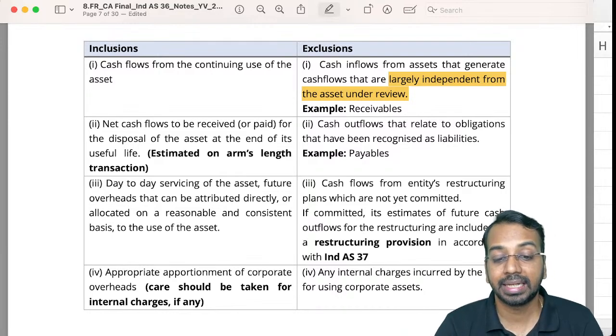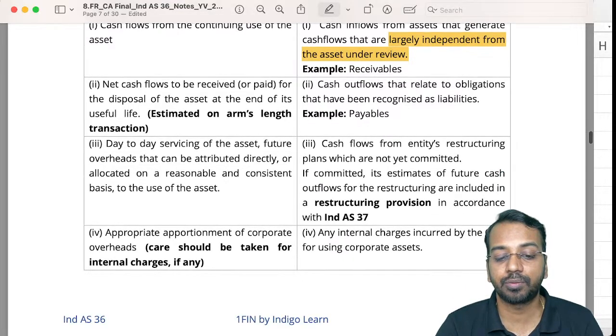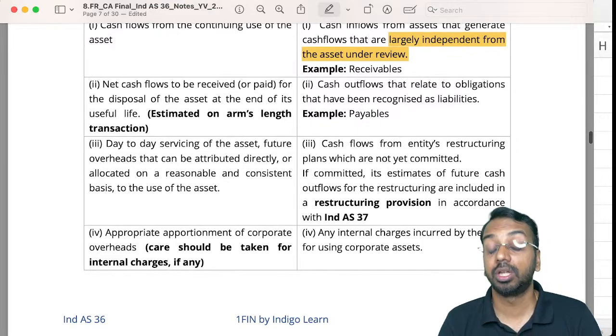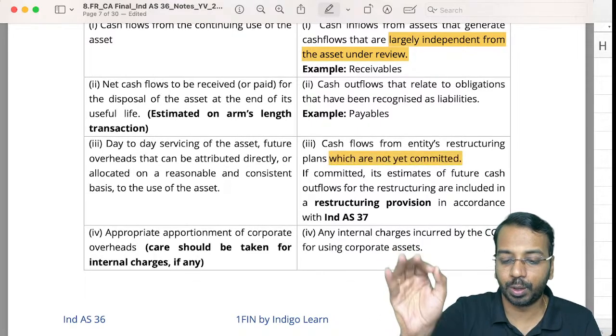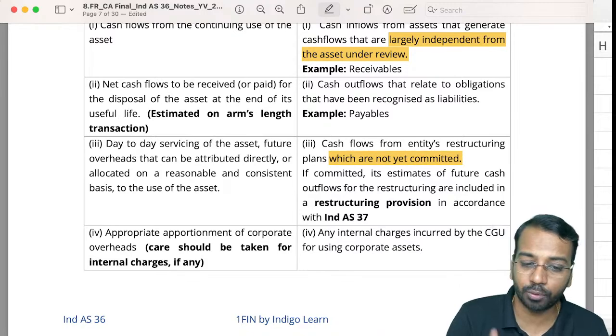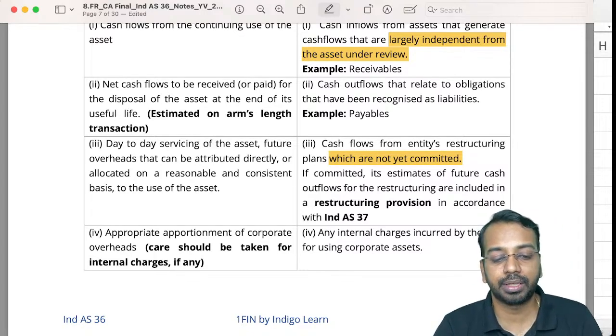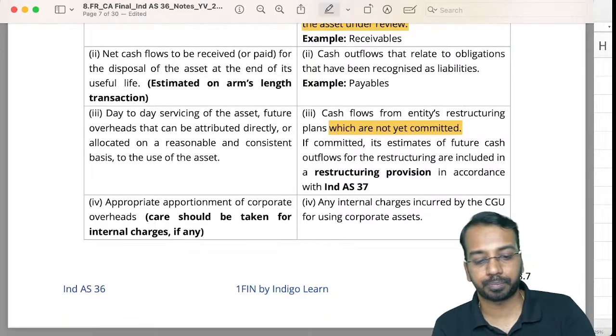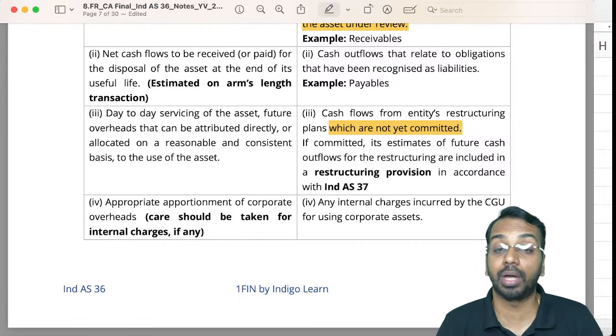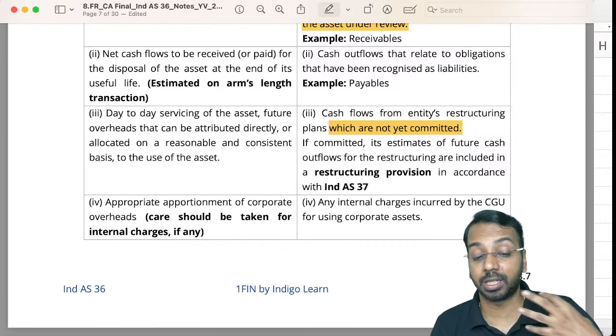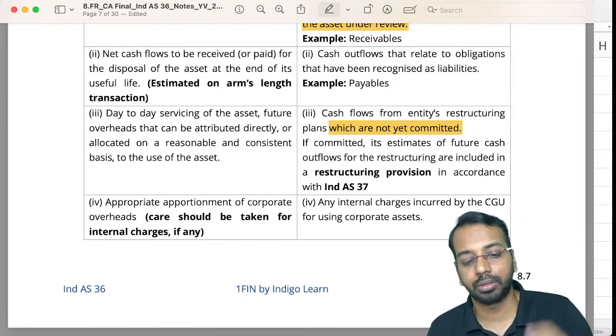Then cash flows from entity's restructuring plans which are not yet committed. If it is not committed, you will not consider. If it is committed, only then you will consider. Appropriate apportionment of corporate overheads. So a proper way to allocate corporate overheads as the management does, that you should include.